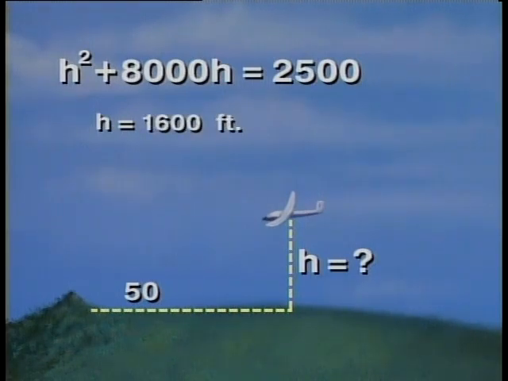We found that if a pilot can see a landmark 50 miles away on the horizon, he's flying about 1,600 feet above the ground. In actual practice, the formula we just used would probably be programmed into a calculator so that a pilot could just punch in his distance and determine his altitude.